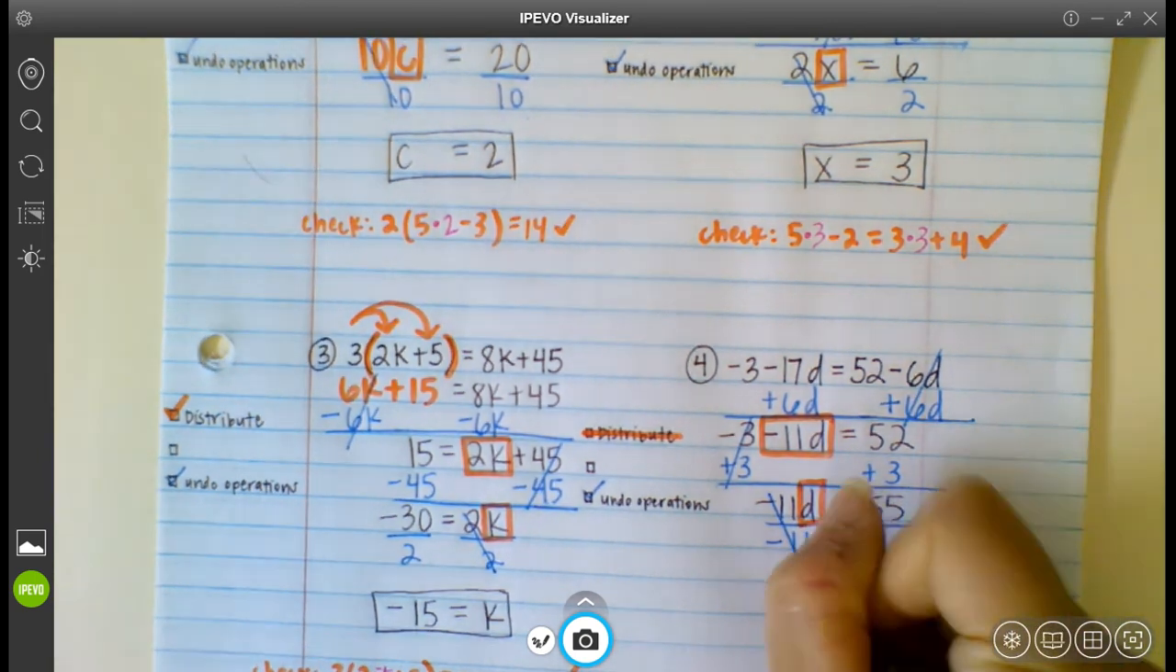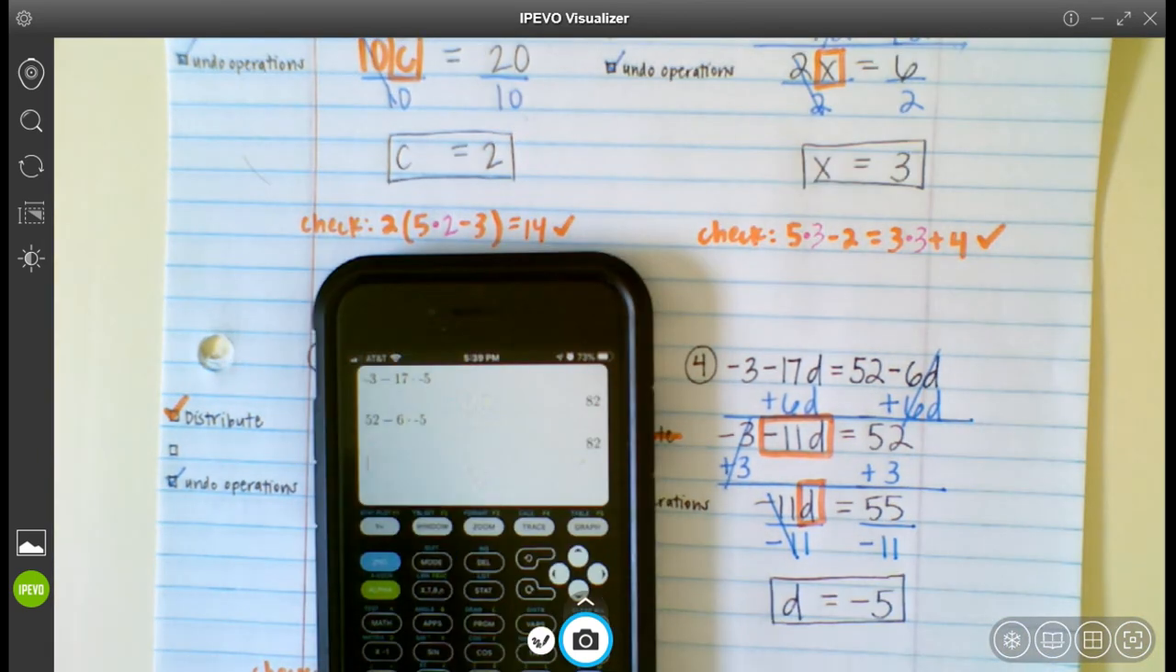And of course, do your quick self-check. And as you check the left side of your equation with your right side, once you put in your -5, you should see that you get 82 on both sides, which means -5 is our solution for D.